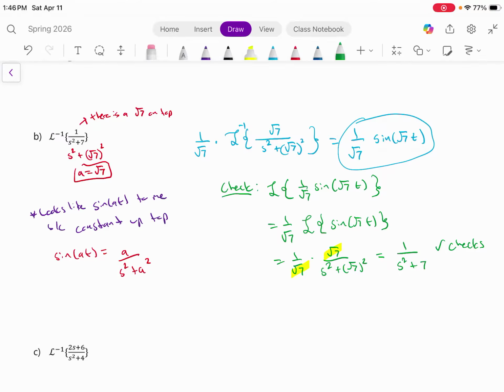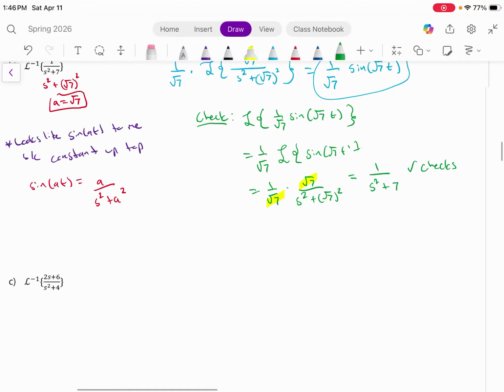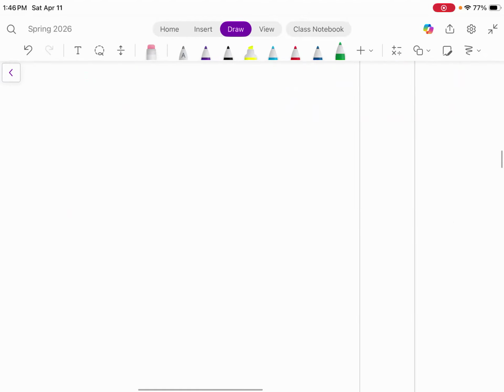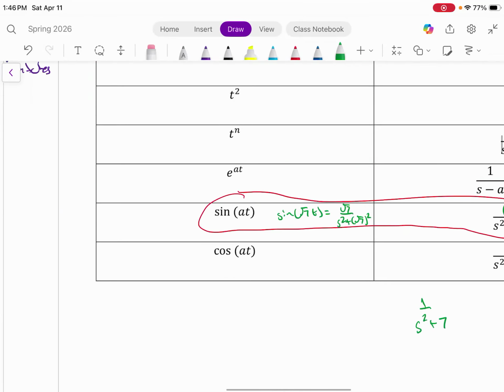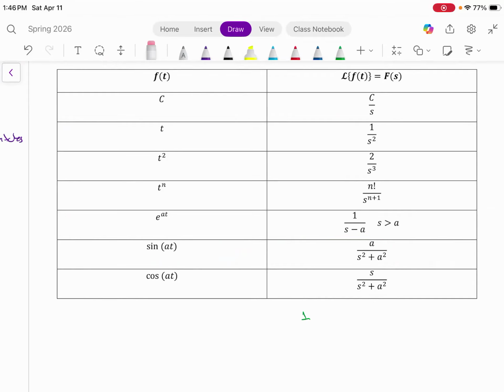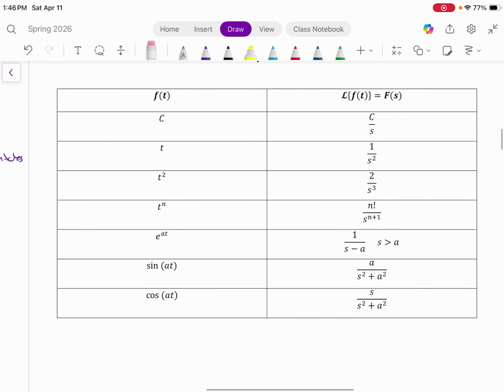Okay, let's look at one more example. So we have the inverse Laplace of 2s plus 6 over s squared plus 4. Okay, so this one's not too clear from what we're given in our table. So let me erase this. It doesn't really fit any criteria in our table.